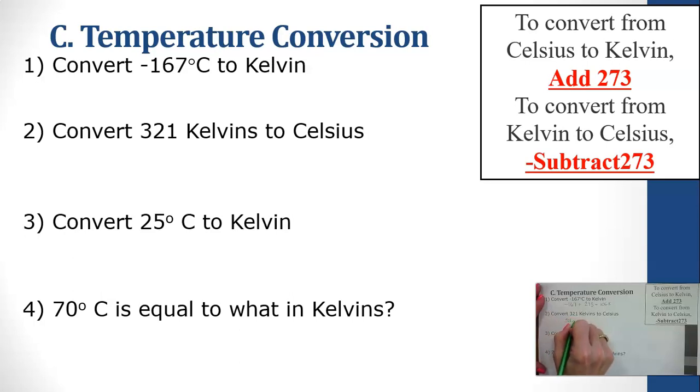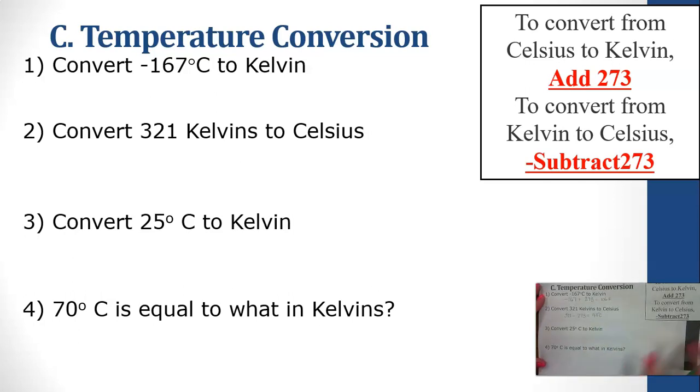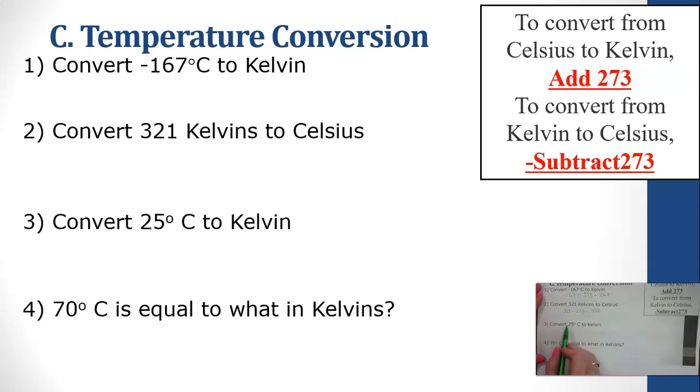321 minus 273 is our temperature in Celsius. 321 minus 273, 48 degrees Celsius. Now, when we're using Celsius, we can use degrees. Okay? Converting 25 Celsius to Kelvin. So if I'm going Celsius to Kelvin, adding 273, 25 plus 273, 298 Kelvin.